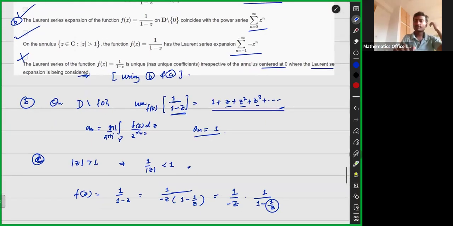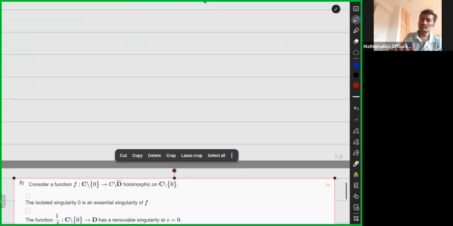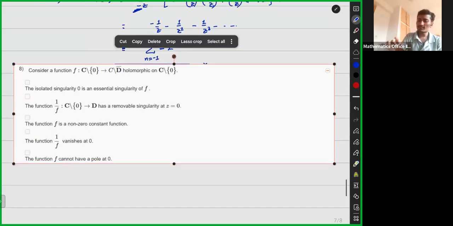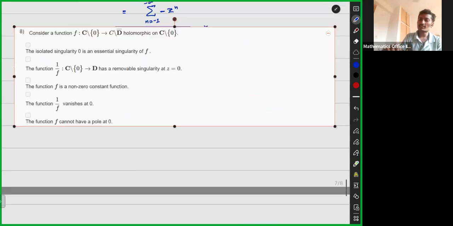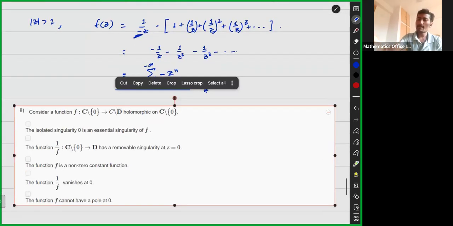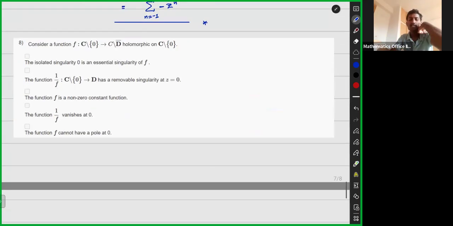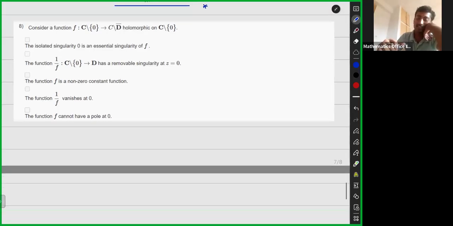So let's see. Last question. It's the last question, right? Consider a function from C minus 0 to C minus D closure, which is holomorphic on C minus 0. So can we extend this function? We have to answer this question.